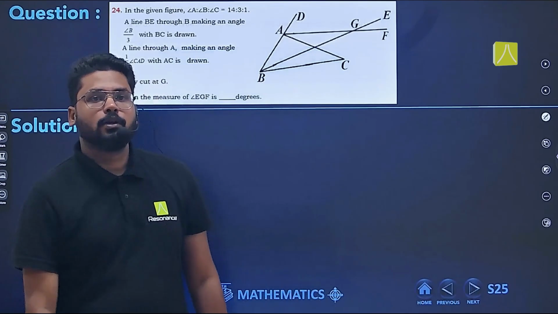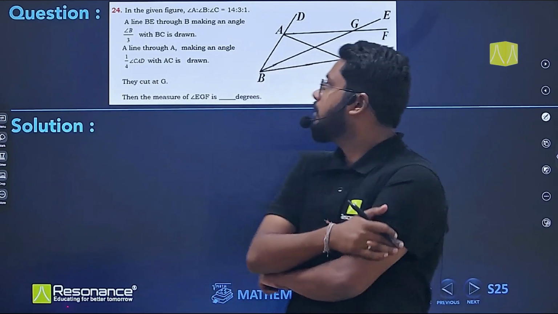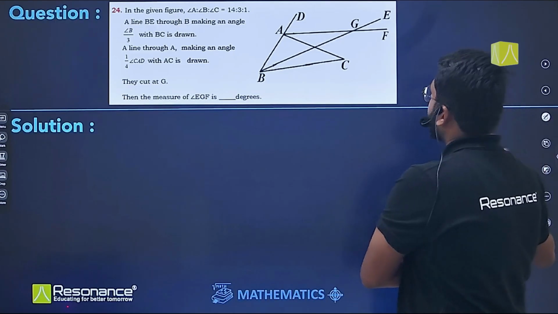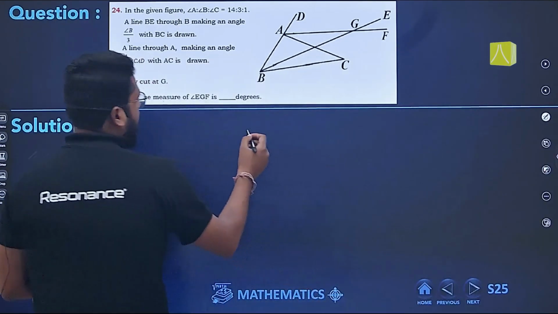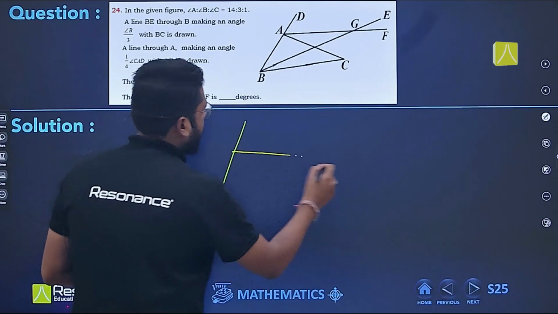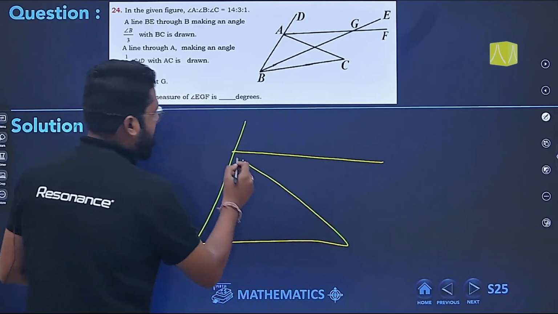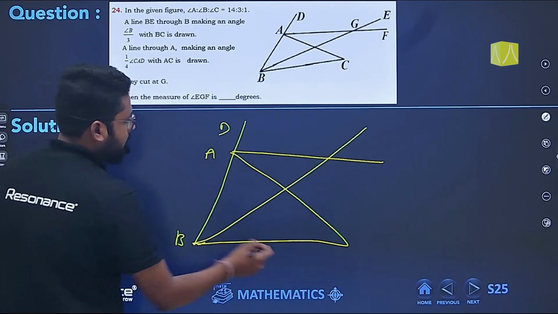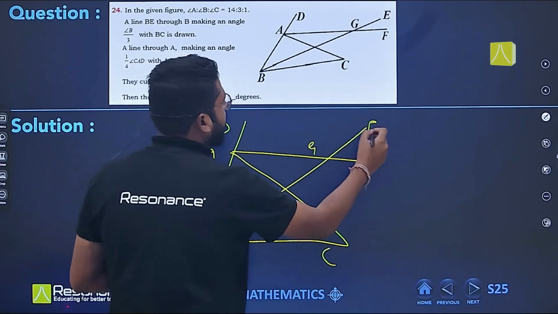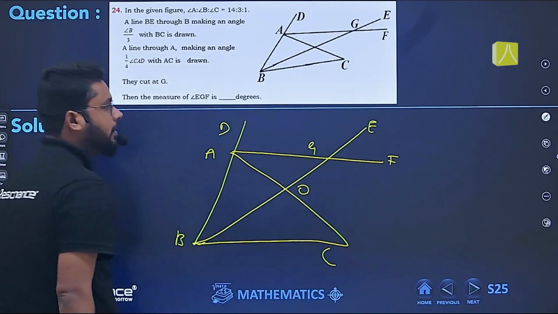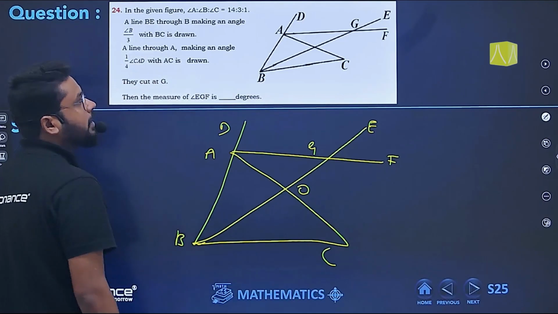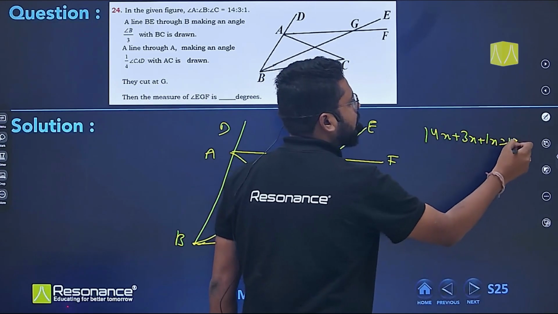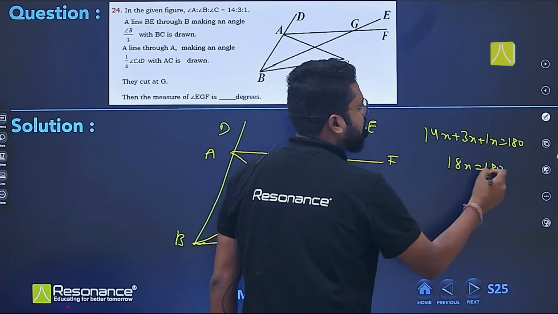Now question number 24. Next question, again geometry. In the given figure, angles A, B, C are in the ratio 14:3:1. If I draw the same figure here, this is A, this is D, this is B, C, G, E and F. Let this point be O, the intersection point. A, B, C are in the ratio 14:3:1, so it will be 14x plus 3x plus 1x equals 180. So 18x will be 180. So x is 10.